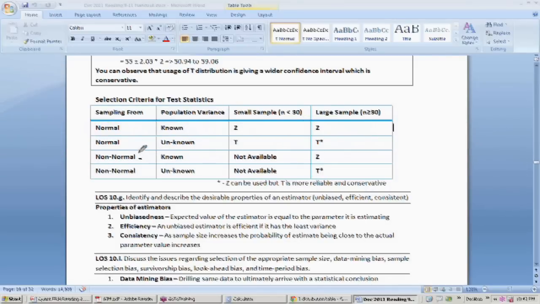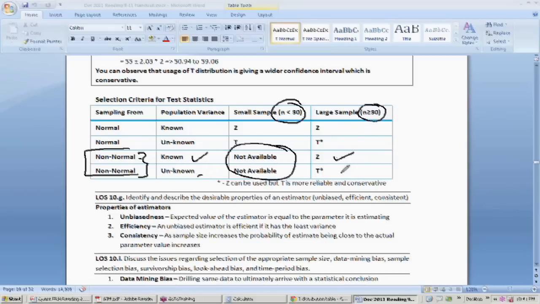When the distribution is non-normal, and I will give you a trick to understand, please note that when N is less than 30, you cannot use anything. When it is not normal, the central limit theorem is not applicable for a sample size of less than 30. For greater than 30, it is applicable. When the population variance is known, you use Z. When it is unknown, you use T.